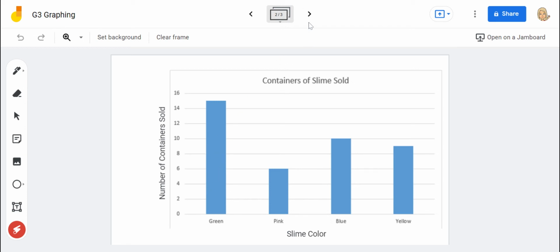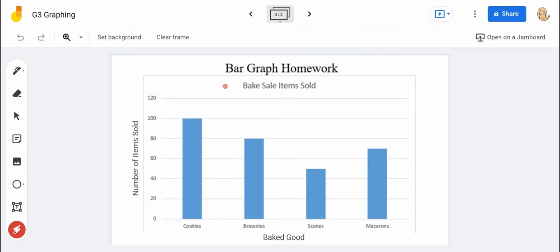Now, not all bar graphs have a scale of 2. Let's look at this bake sale items sold bar graph. If we look at the scale over here, we can see it's counting by 20s: 0, 20, 40, 60, 80, 100, 120. So we would say that this graph has a scale of 20. We're going to read the graph in the same way though.